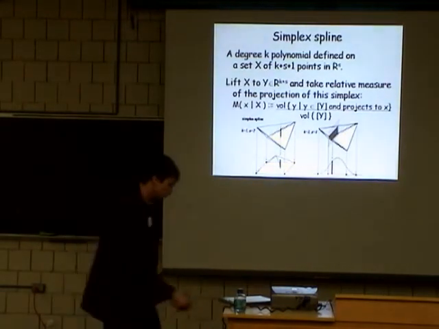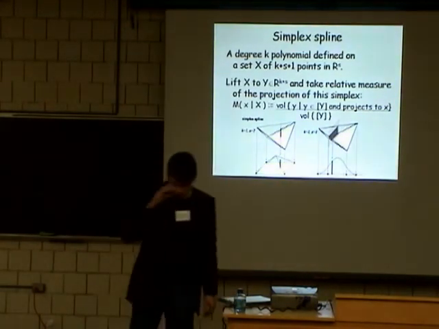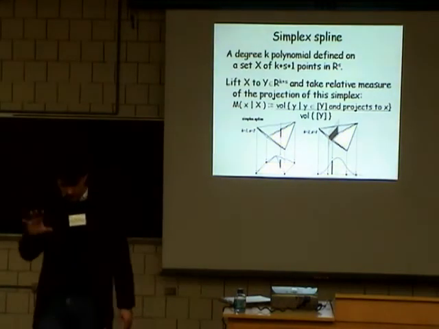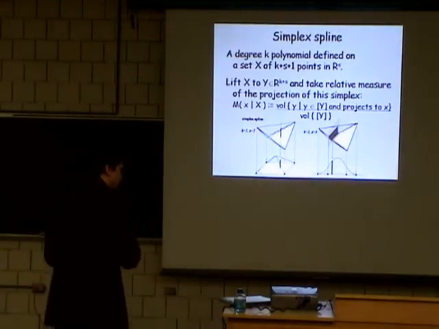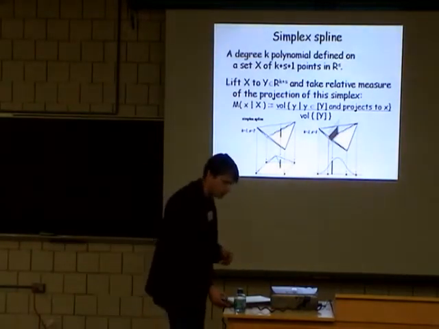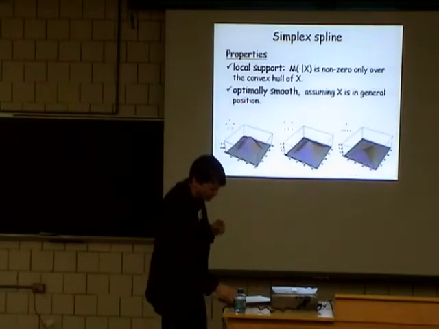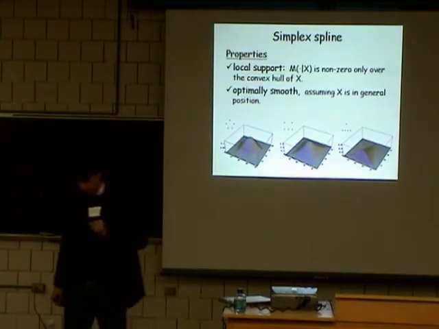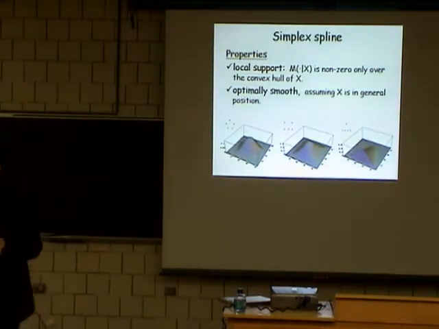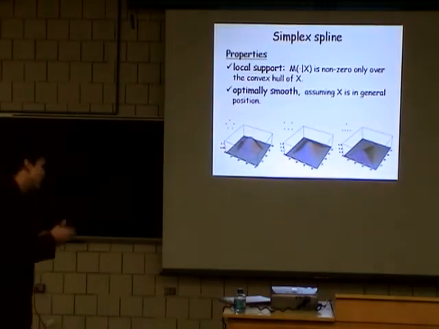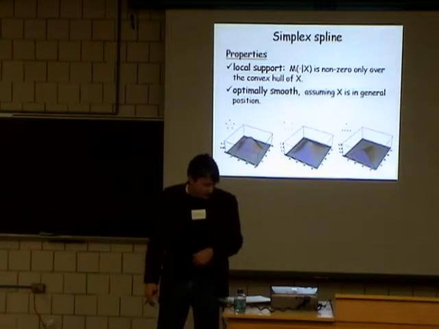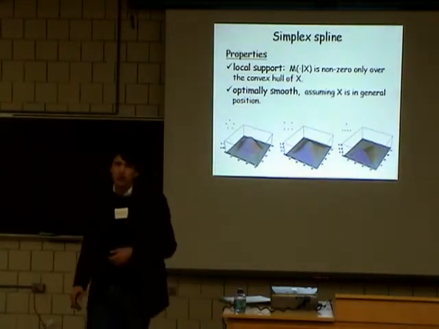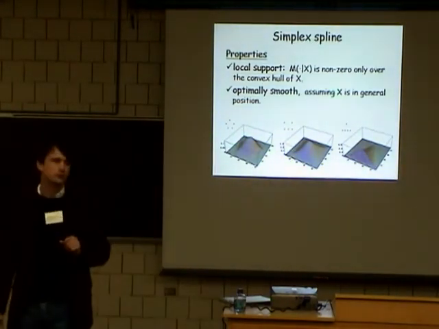It turns out to be a simple formula. So the simplex spline as a basis function is a polynomial of the appropriate degree and has the right smoothness properties, with one caveat. It has local support. It's supported only on the convex hull. That's easy to see because I'm slicing the simplex. If I'm slicing outside of the convex hull, I get zero. It's optimally smooth, assuming that the points are in general position.